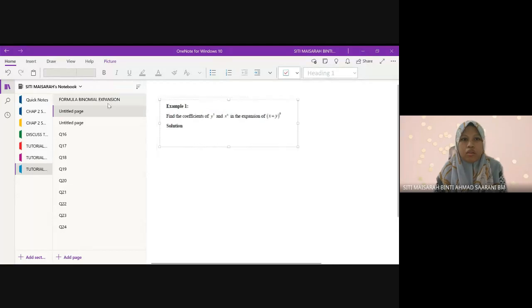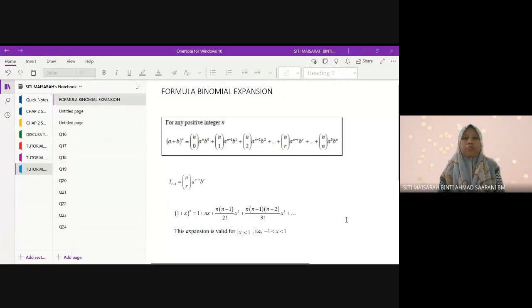Okay, before we start, for binomial expansion, there's some formula regarding binomial expansion. Okay, dia ada formula. Formula yang pertama dia mesti bagi dalam exam, mesti bagi formula ni. So first formula for any positive integer n. So this one a plus b power n. This is for n positive integer. N itu nilai yang positif lah.